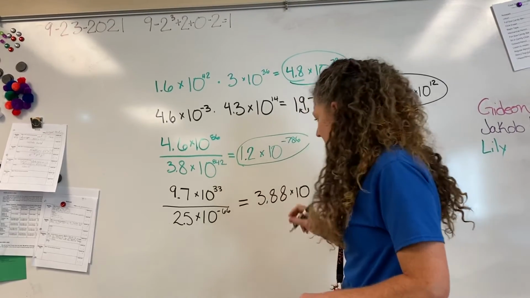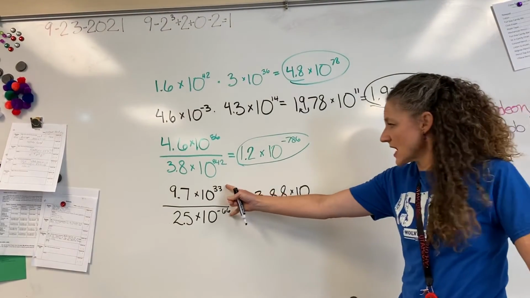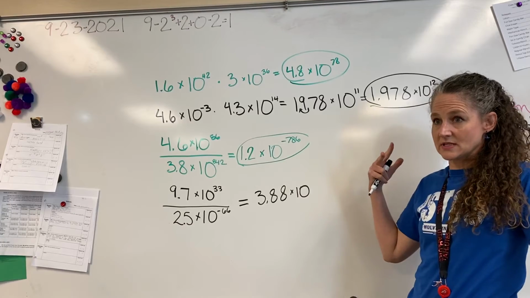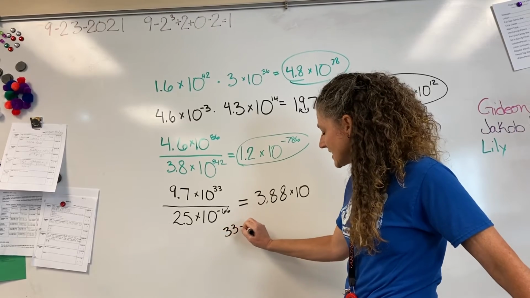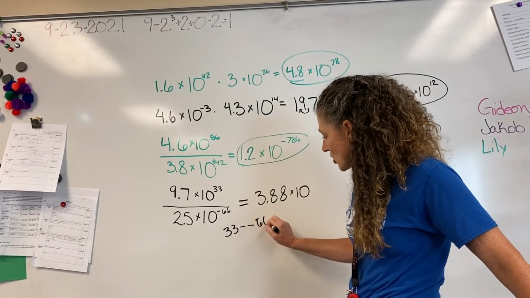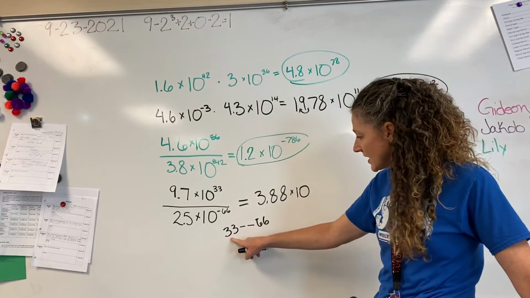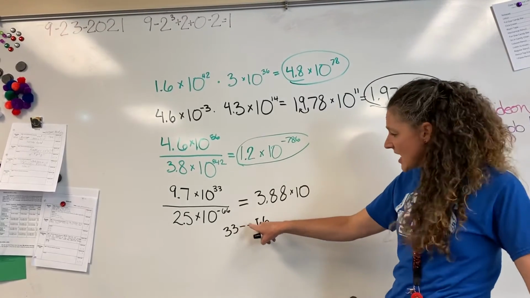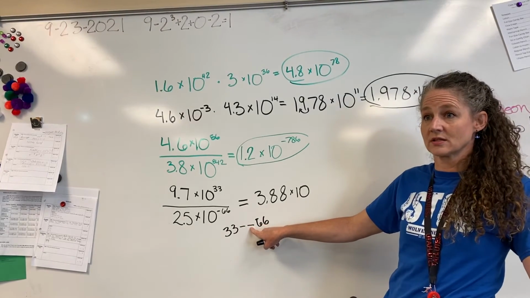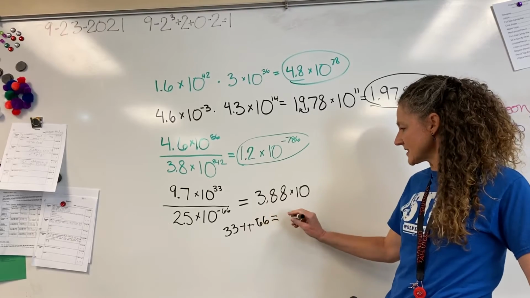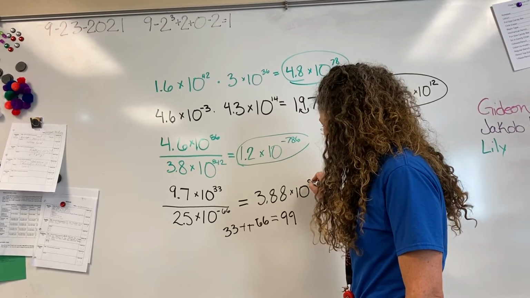3.88 times 10 to the, oh, right. I'm dividing numbers in exponential form, right? These are exponents. So what do I do with the exponents? I subtract them. So I have 33 minus a negative 66. When I have two negatives in a row, I'm going to call one of them an opposite. 33, and then we have the opposite of subtracting this 66. What is the opposite of subtraction? Adding. What's 33 plus 66? We have 3.88 times 10 to the 99th.